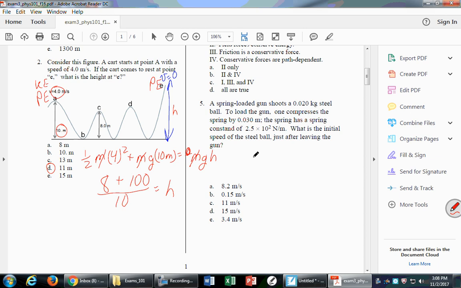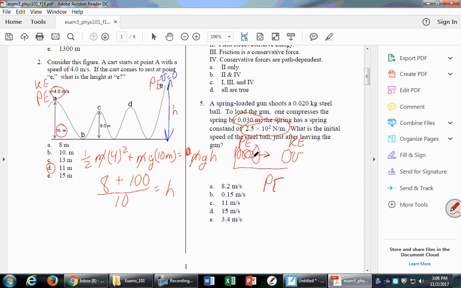Look, number 5 is similar here. In this case, I have a spring-loaded gun. And these work very similarly. Spring-loaded gun, it tells me that I've compressed it by this amount, that's my spring constant. And I want to know the speed. So this ball shoots away at a certain speed over here, where all of the elastic potential energy is now converted into kinetic energy. And so that's sort of the hard part with these problems, is just identifying what are the types of energy involved.